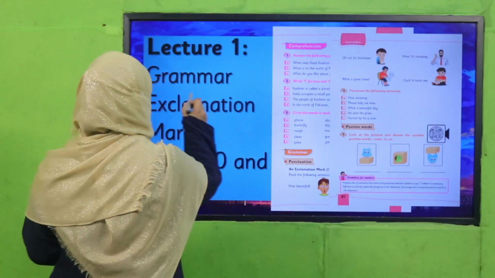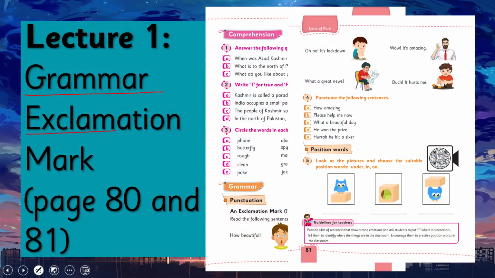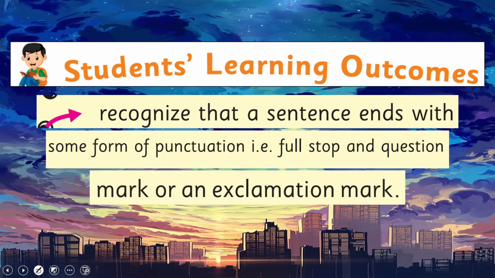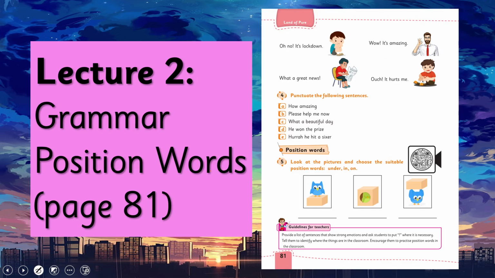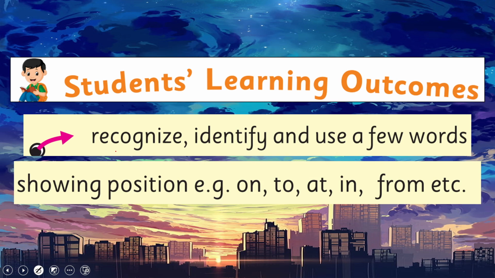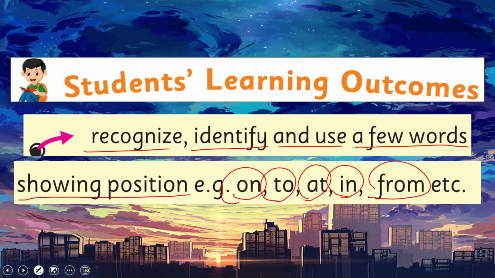So in lecture 1, under the title of grammar, we learn about exclamation mark and we'll cover the SLO to recognize that a sentence ends with some form of punctuation, full stop and question mark we have already learned, or an exclamation mark. We'll focus on this part. Lecture 2, under the title of grammar, we learn about position words and we'll cover the SLO to recognize, identify and use a few words showing position, for example, on, to, at, in, from, etc.